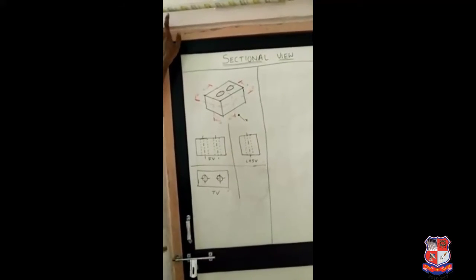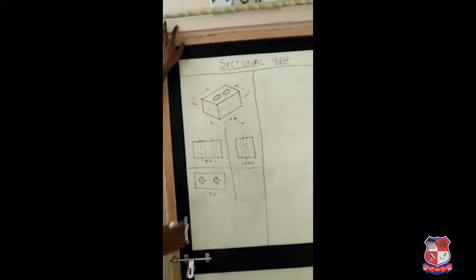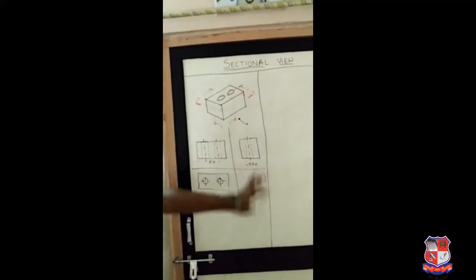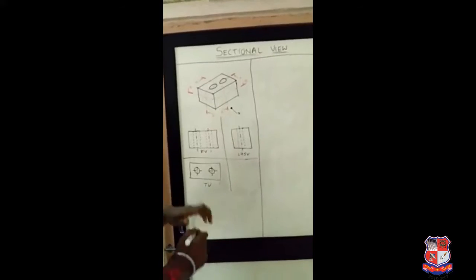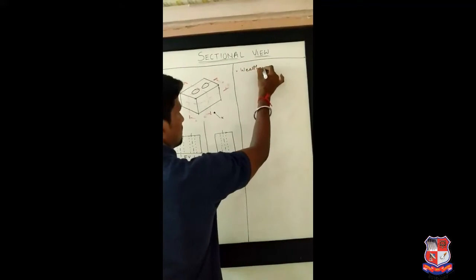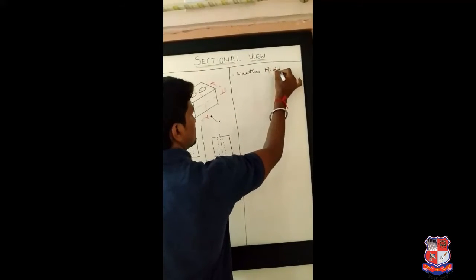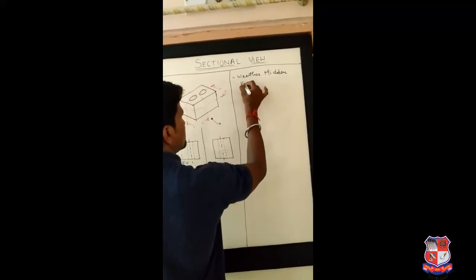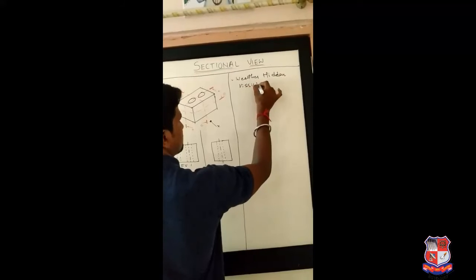Now the question is how we are going to convert this normal view into sectional view. There are certain things, whether the hidden portion is going to be visible or not.